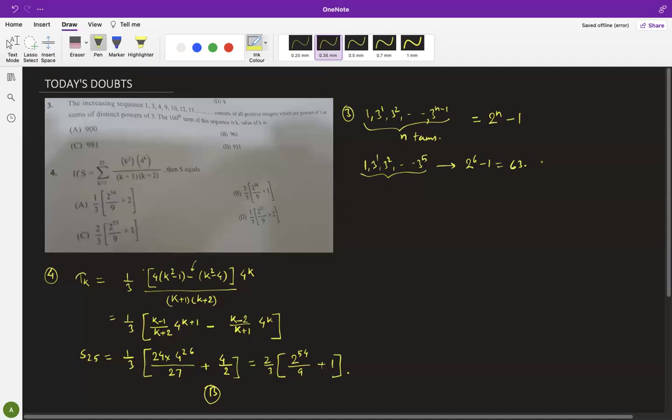So I get 63 possible integers, right, in the sequence. So 63 distinct integers in the sequence, right?